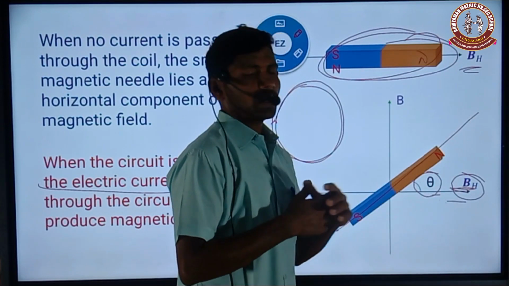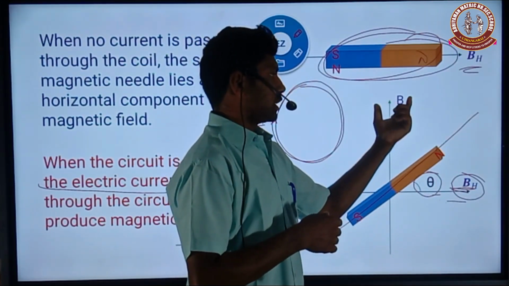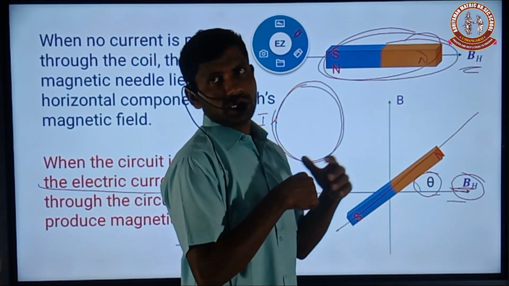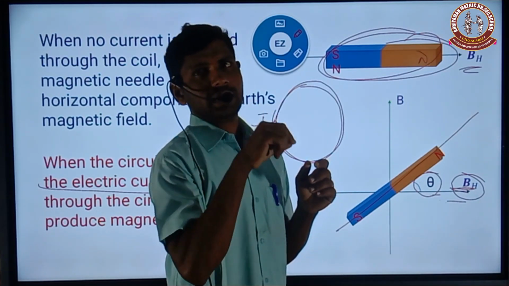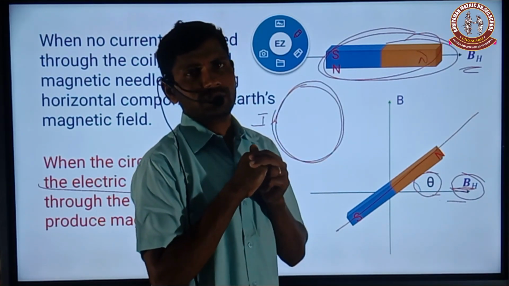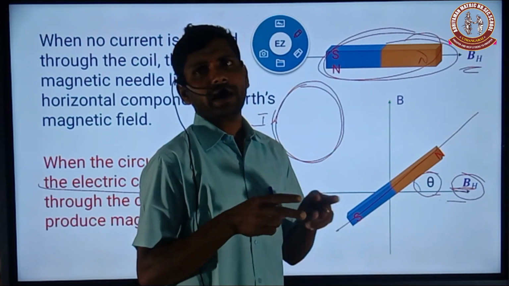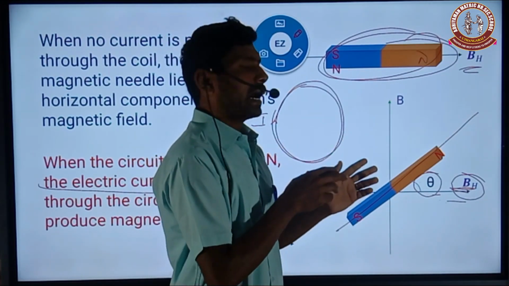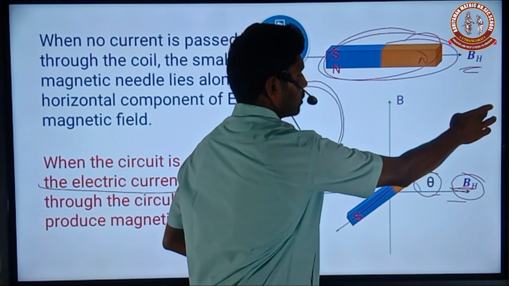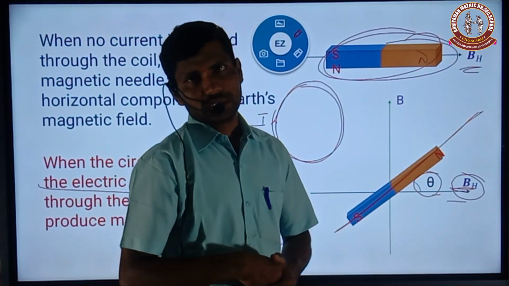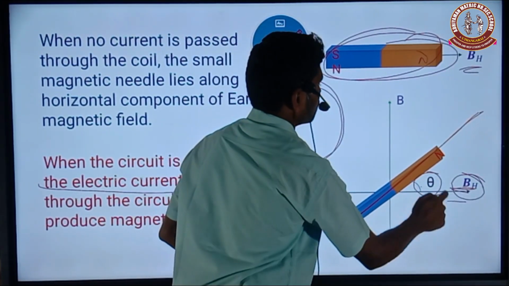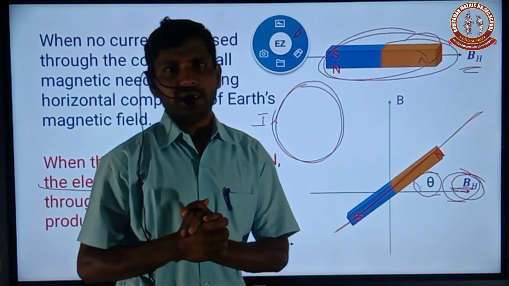One is the horizontal component of the earth's magnetic field, and the other is the magnetic field due to the electric current passing through the coil. So two magnetic fields act on the magnetic needle. The magnetic needle comes to rest along the resultant of the two fields, at an angle theta with respect to the horizontal component of the earth's magnetic field.